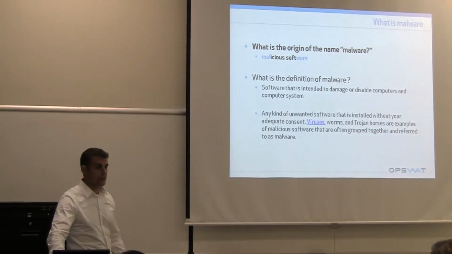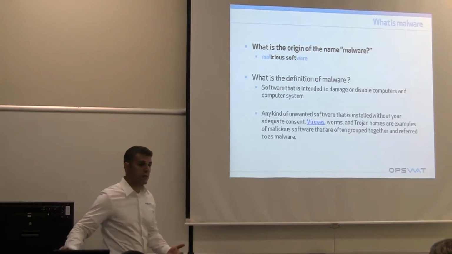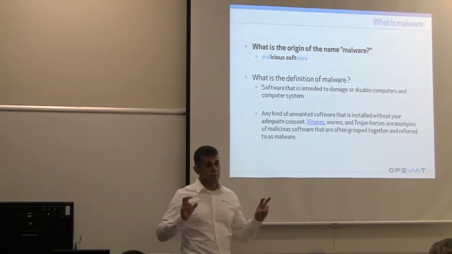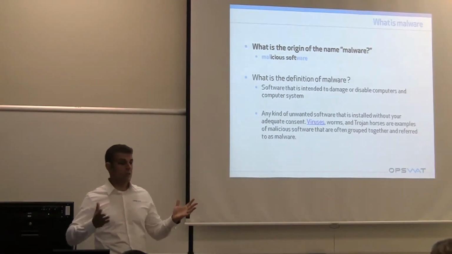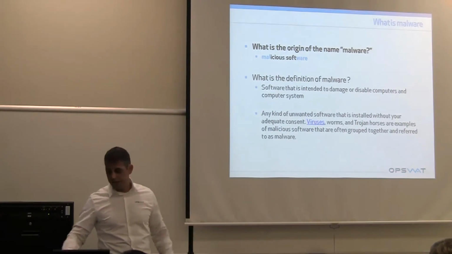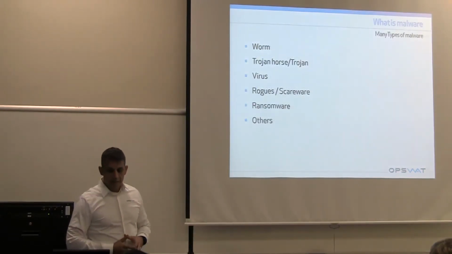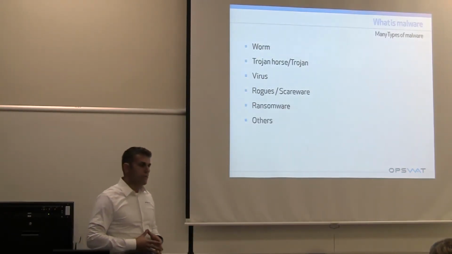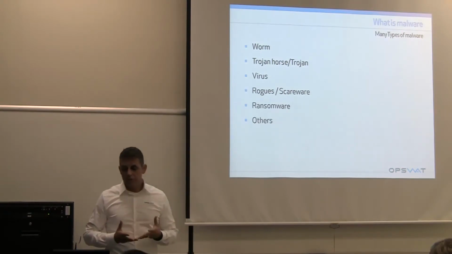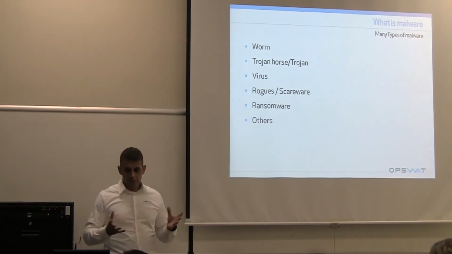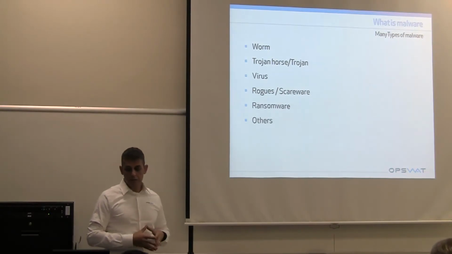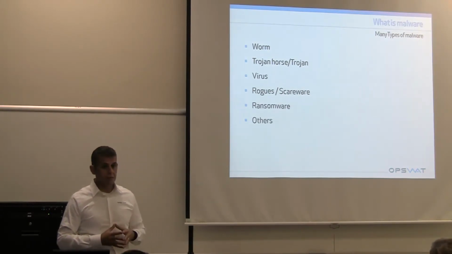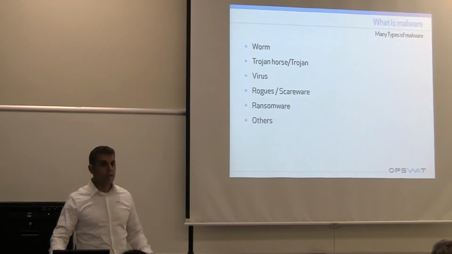is propagation. Some malware or items classified as malware are not causing any damage. They're just simply propagating. Maybe the damage they're doing is just consuming bandwidth, or maybe we can call that damage. There are many types of malware: worms, Trojans, viruses, rogue antivirus, scareware, ransomware, and many others. So let's go over a little bit of the definitions.